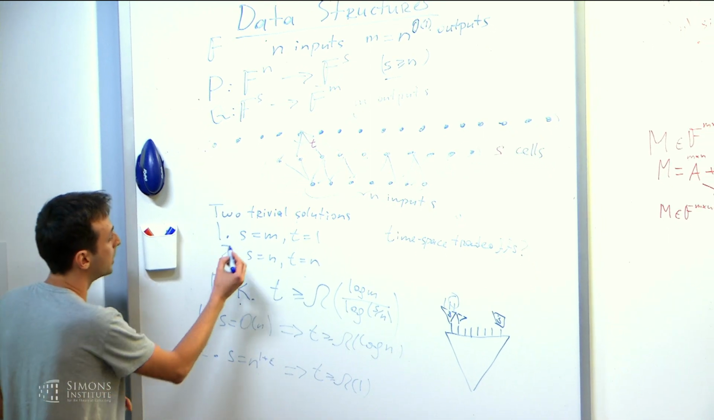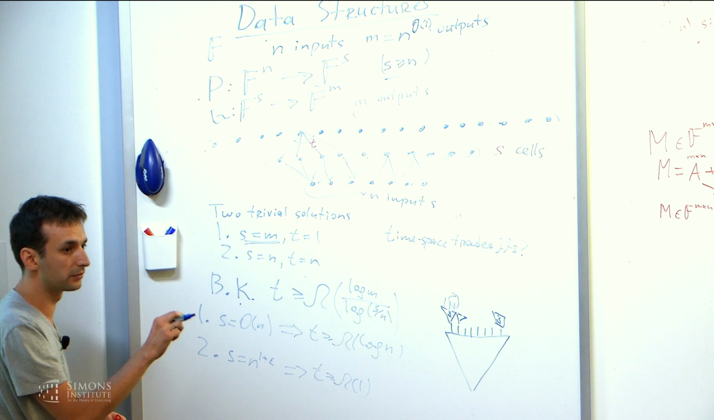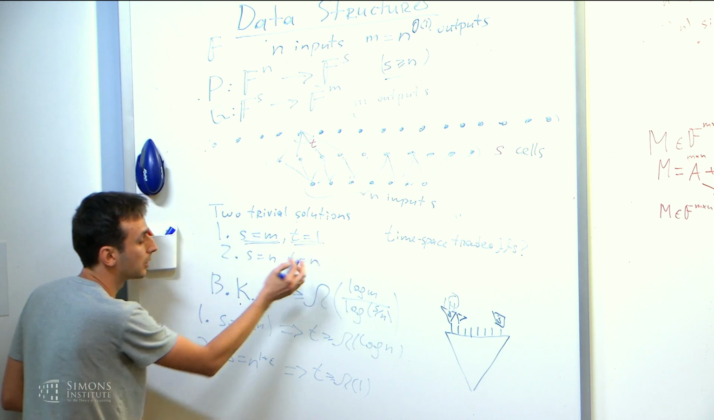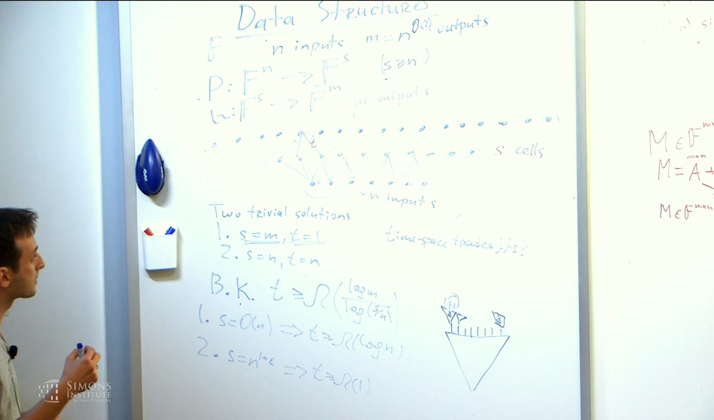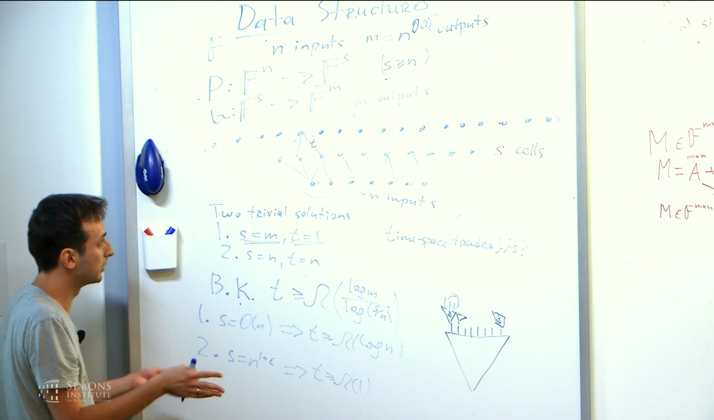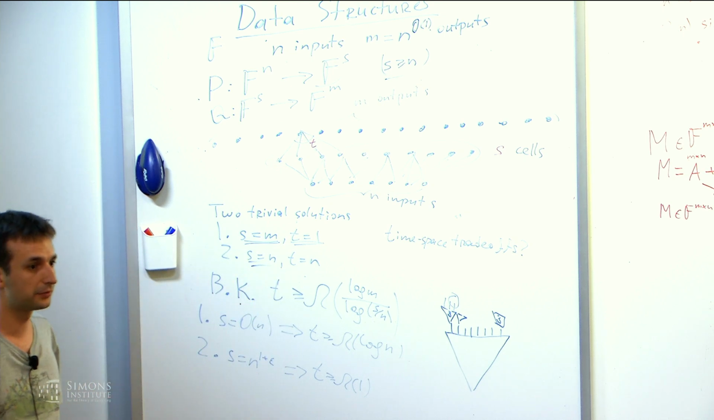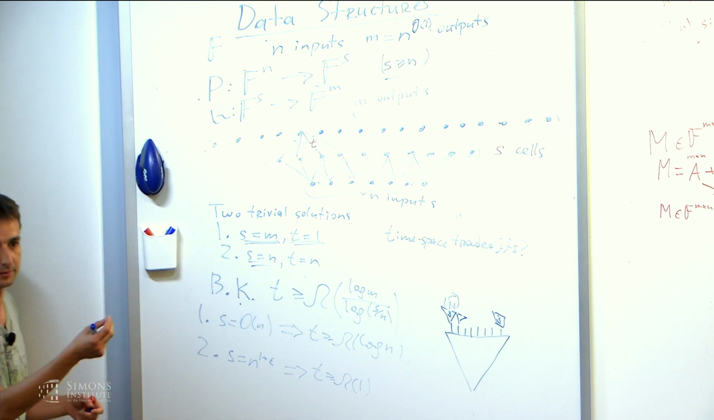Every data structure problem has two trivial solutions. One is when you store answers for all output queries. You spend a lot of memory, m cells of space, but then the query time is trivial, it's just one. The other trivial solution is when you store only the input, but then for every non-trivial problem, you have to spend a lot of time. You spend time n because your output might depend on all the inputs.